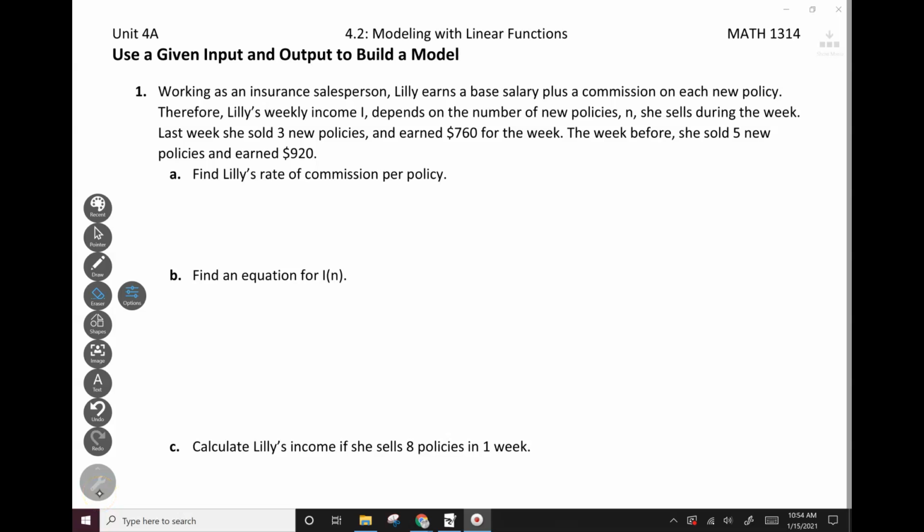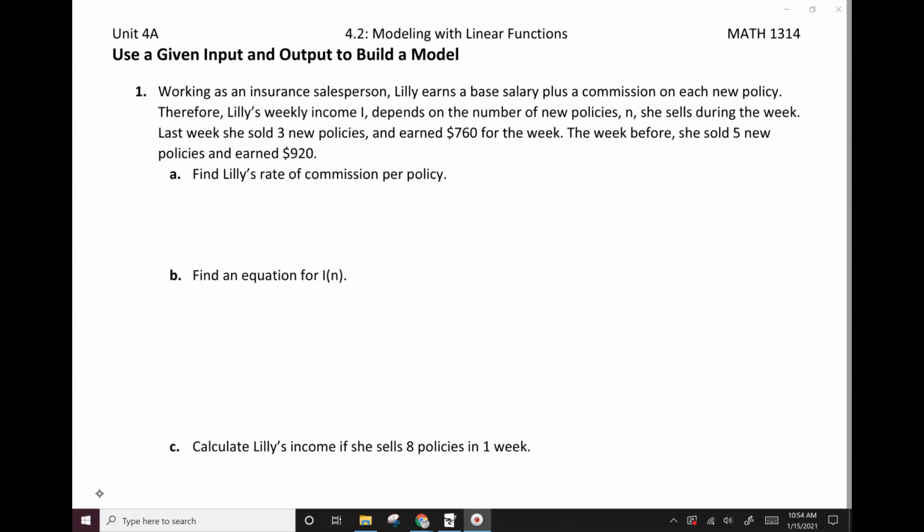Hey guys, this is 4.2. We're going to be looking at modeling with linear functions. So basically some word problems that we can apply linear functions to, and then use those linear functions to evaluate different information about the situation.